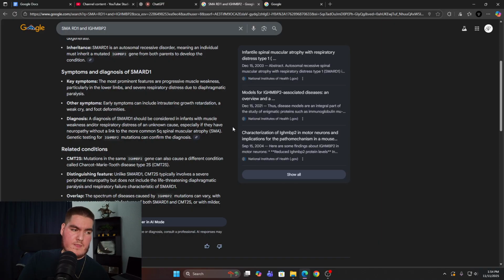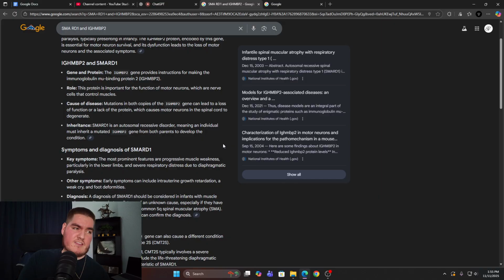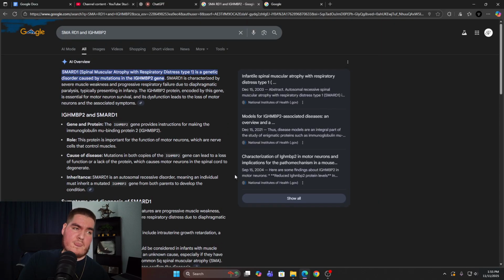Wow. And then related conditions. All right, let's check it out. So it says related conditions, CMT2S. Mutations in the same IGHMBP2 gene can also cause a different condition called Charcot-Marie-Tooth disease type 2. Oh, these are related conditions. Okay, so we don't have to talk about this. Yeah, this was a very fascinating topic.